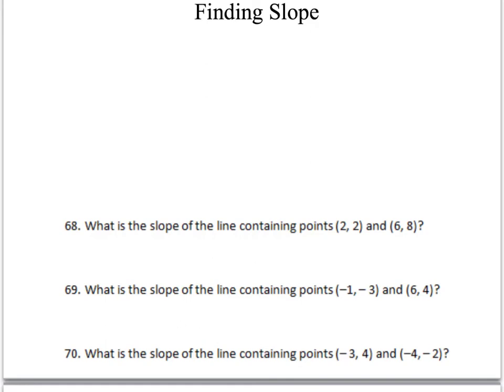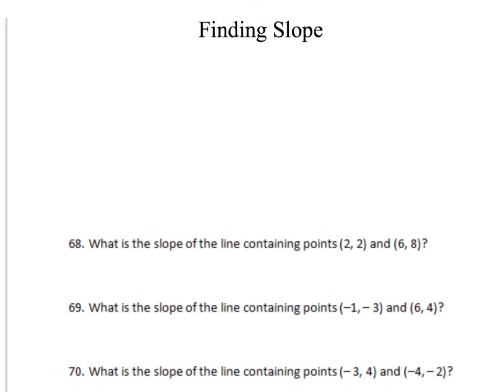Now we're going to move into some second semester material. One of the first things we did in the second semester was find slope. And we had a formula for finding slope, and the formula said y sub 2 minus y sub 1 divided by x sub 2 minus x sub 1 was going to give us our slope.